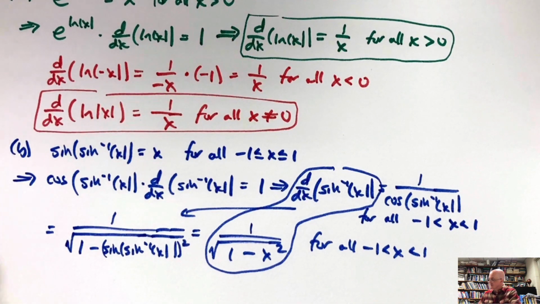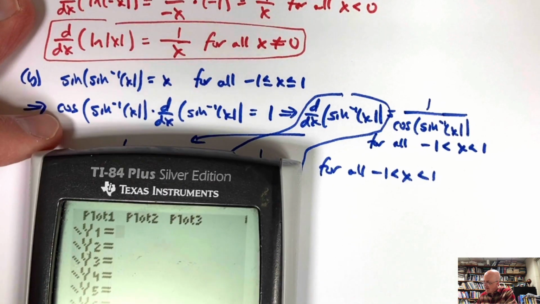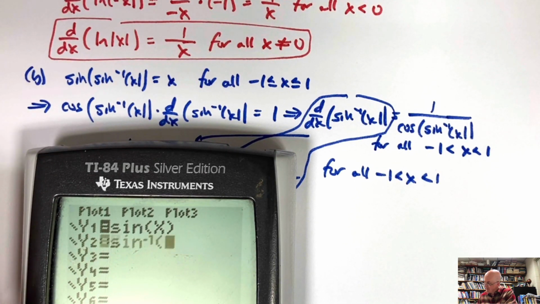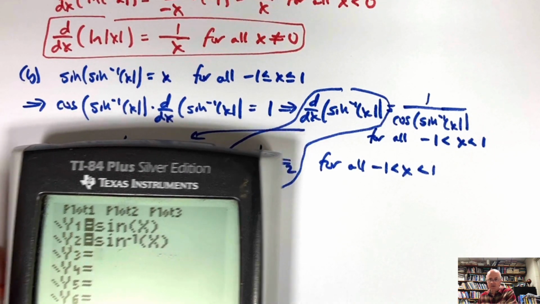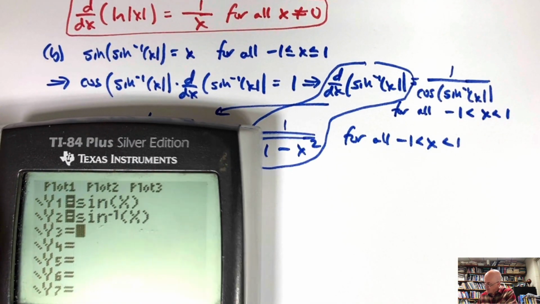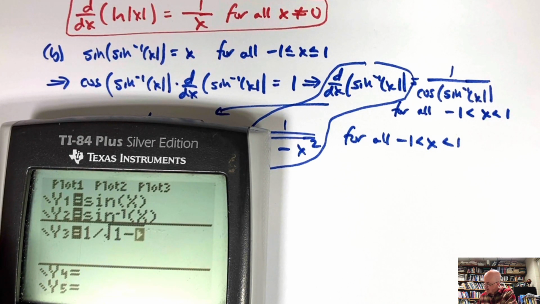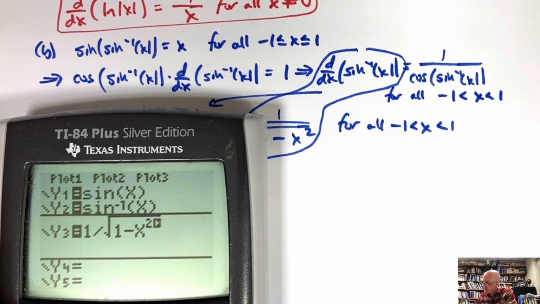Graphically, what's going on? This is worth thinking about briefly. I'll go ahead and graph 3 functions here. The sine function, the inverse sine function, and let's graph the derivative of the inverse sine function, 1 over the square root of 1 minus x squared. Okay, we'll graph these in the same window.